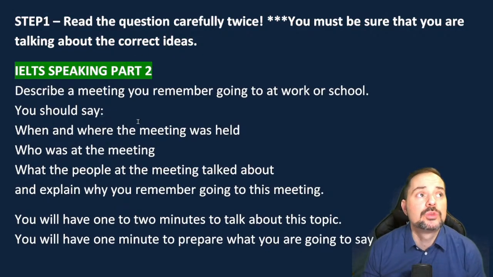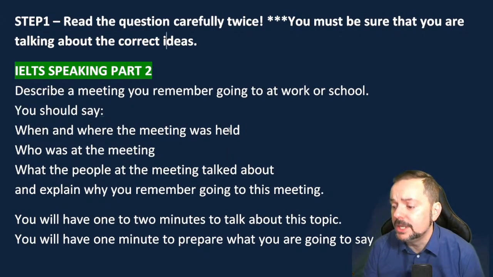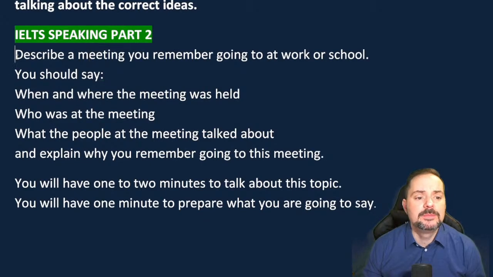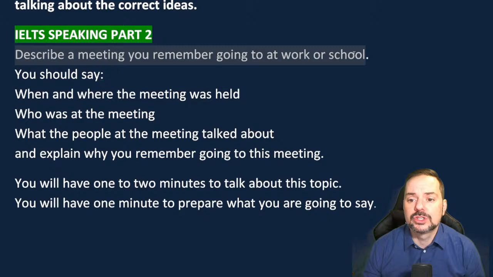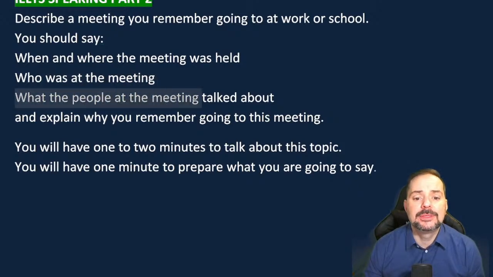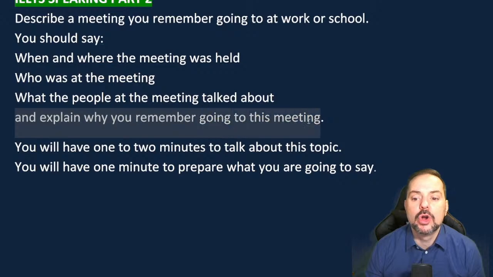So step number 1, you read it twice. Kwa Pham says to avoid irrelevant content. That's a very good way to look at it as well. Absolutely. So here we go. Read this with me: describe a meeting you remember going to at work or school. Obviously this is a meeting I went to at work or at school. What should we talk about? When and where the meeting was held. There are 2 questions there: a when for time and a where for location. Who was at the meeting? What the people at the meeting talked about, and explain why you remember going to this meeting. One more time: when and where the meeting was held, who was at the meeting, what the people at the meeting talked about, and explain why you remember going to this meeting.